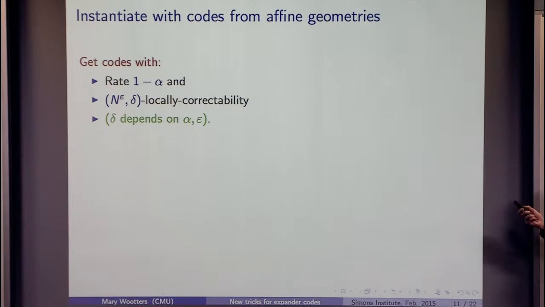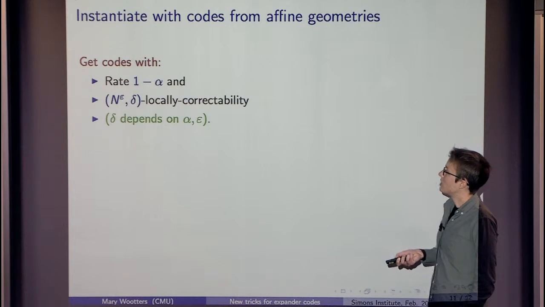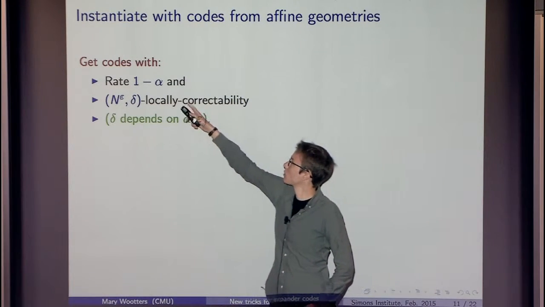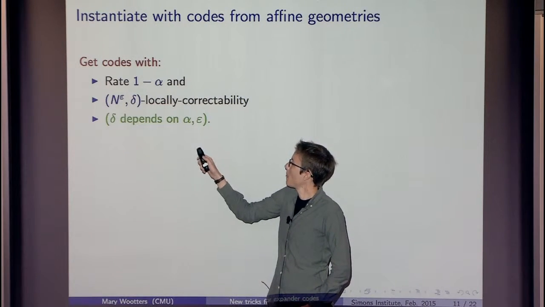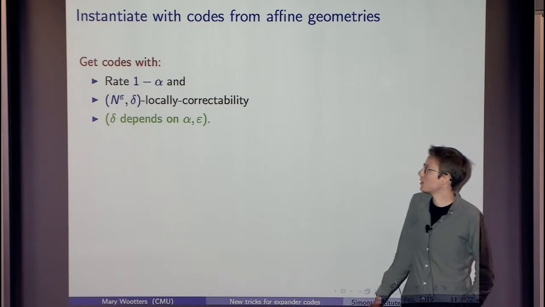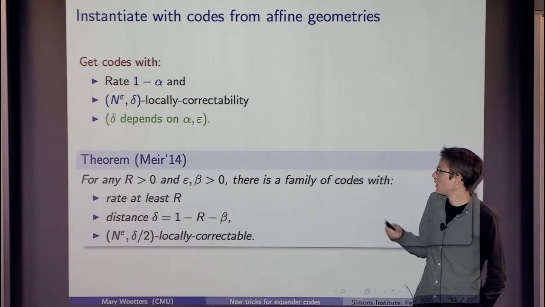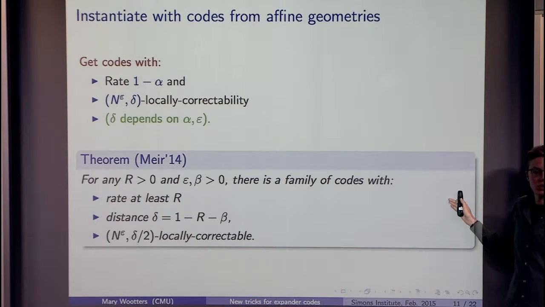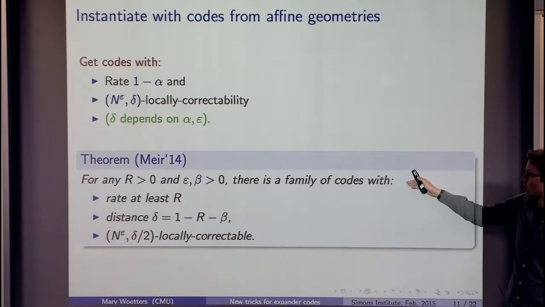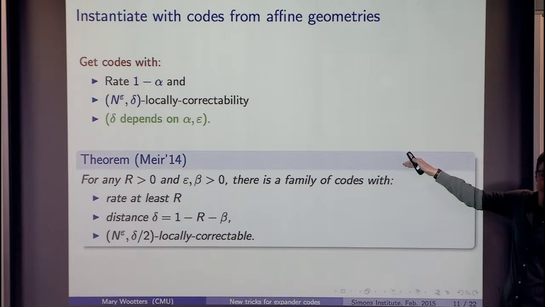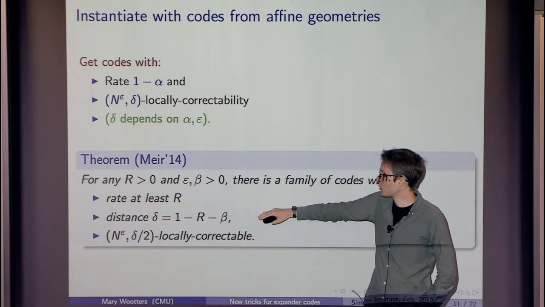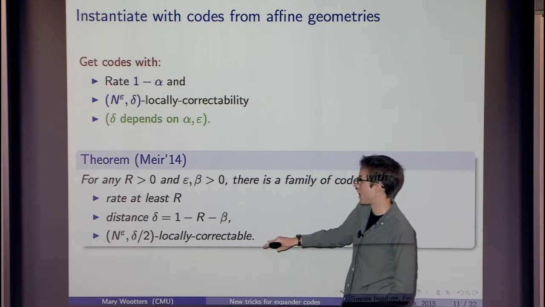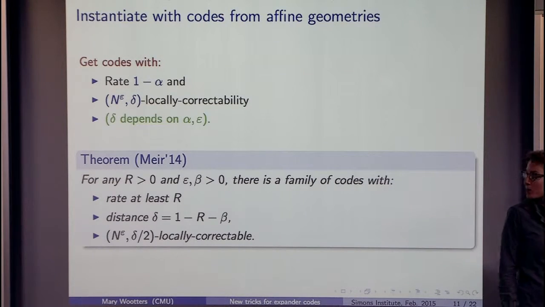And we can instantiate this with some particular codes that we get from affine geometries. And the punchline is that we can get codes with rate approaching 1 that are N to the epsilon, delta locally correctable. And again, here, delta depends on alpha and epsilon in some polynomial way. And like I said, we can also shove this through this construction of Meir and get codes. And actually, this was his original motivation for this construction, is turning high-rate, locally correctable codes into something like this. You can get sort of the optimal trade-off. So you can get codes that approach the Singleton bound, and they're locally correctable up to half the distance.